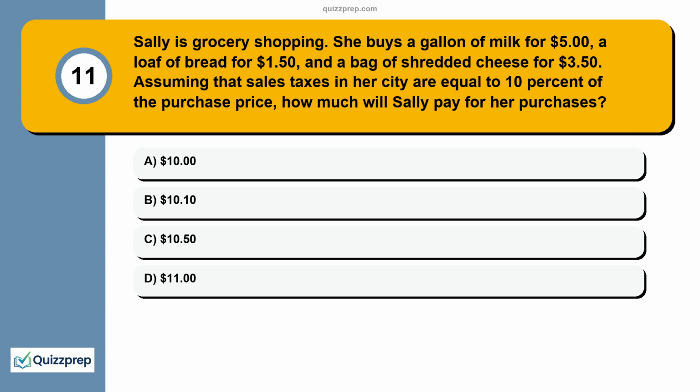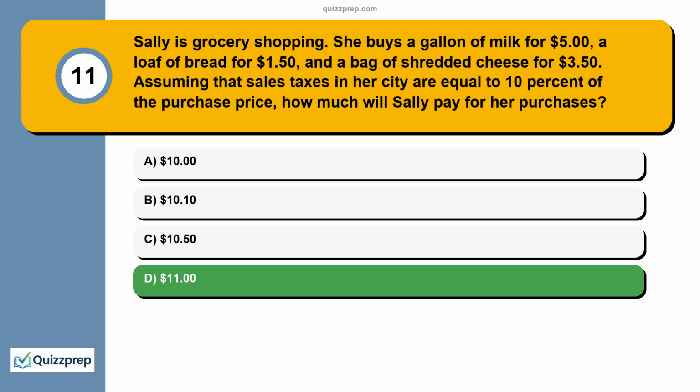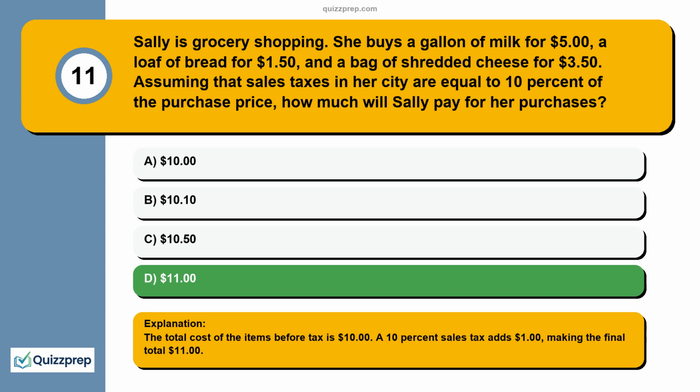Question 11. Sally is grocery shopping. She buys a gallon of milk for $5, a loaf of bread for $1.50, and a bag of shredded cheese for $3.50. Assuming that sales taxes in her city are equal to 10% of the purchase price, how much will Sally pay for her purchases? $10, $10.10, $10.50, $11. The total cost of the items before tax is $10. A 10% sales tax adds $1, making the final total $11.